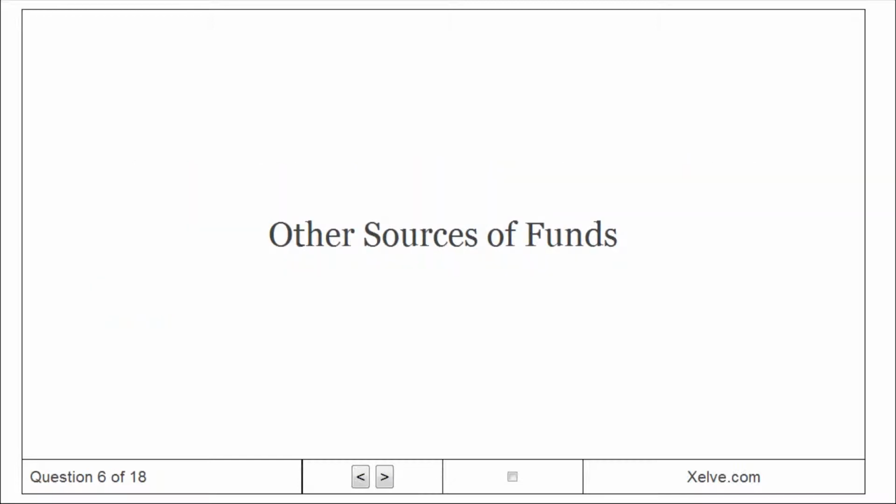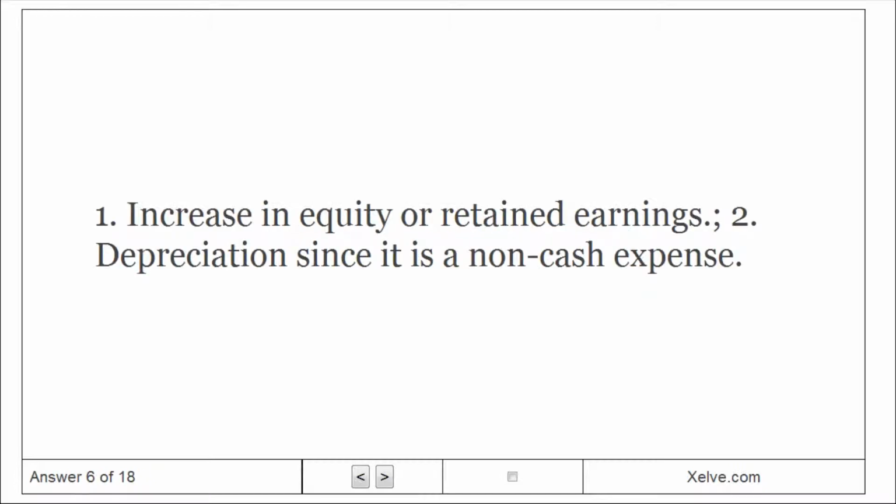Other sources of funds. 1. Increase in equity or retained earnings. 2. Depreciation, since it is a non-cash expense.